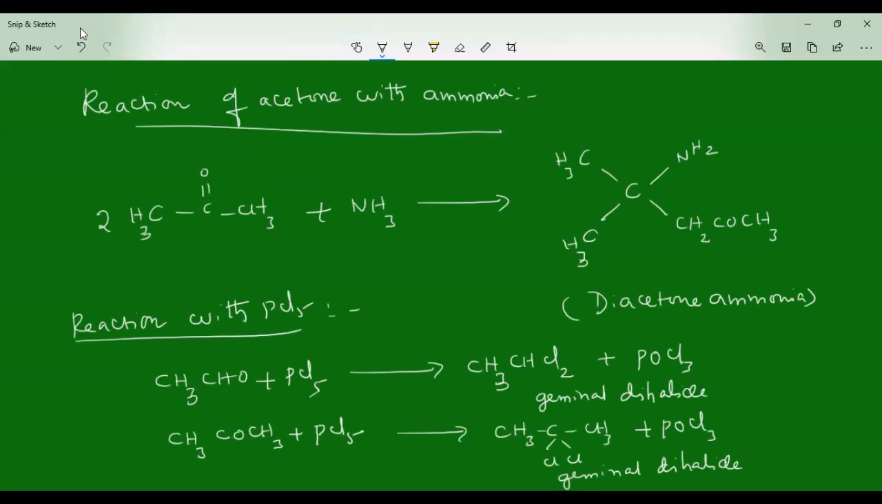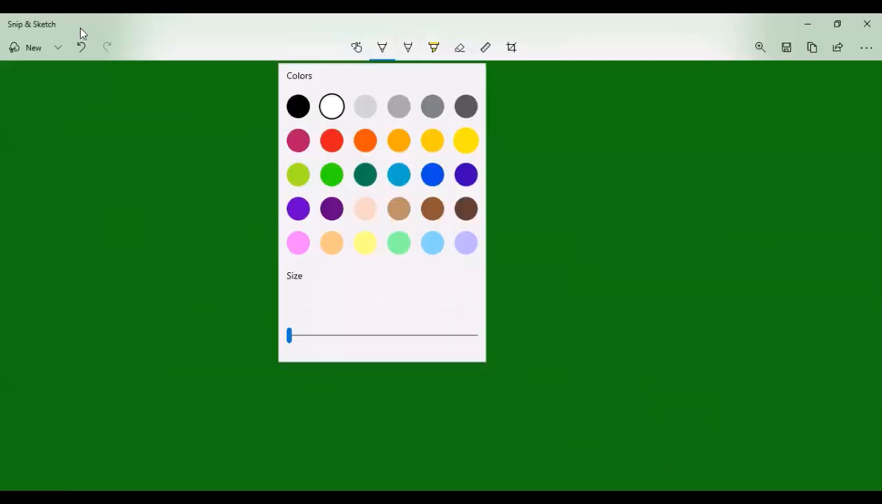Second equation, main product. In the first equation we got 1,1-dichloroethane. In the second equation we got 2,2-dichloropropane. So these are called geminal dihalides. Okay, let us see the next one, that we will call an important reaction.